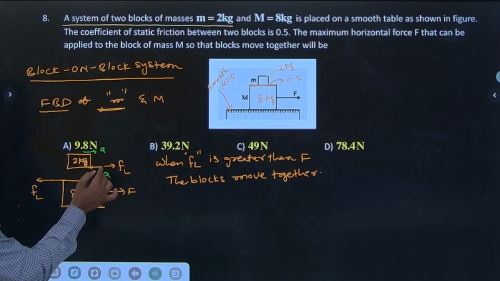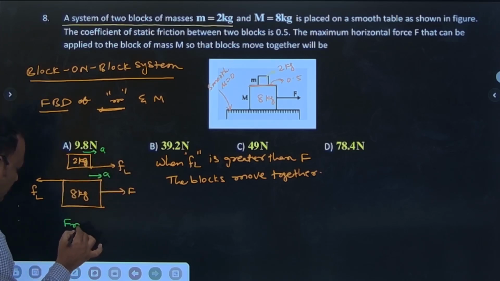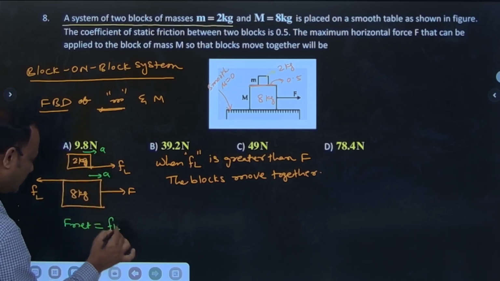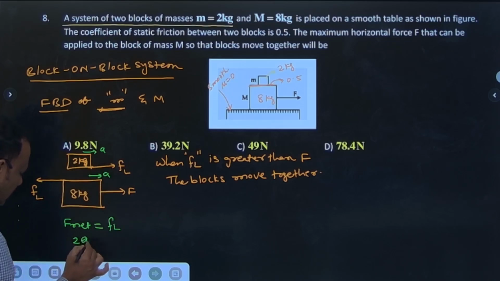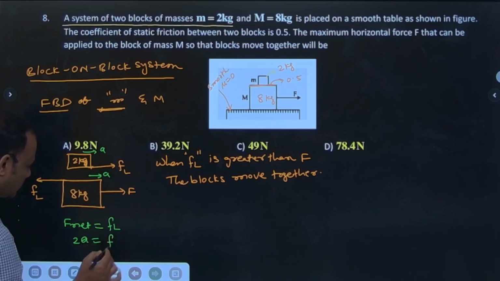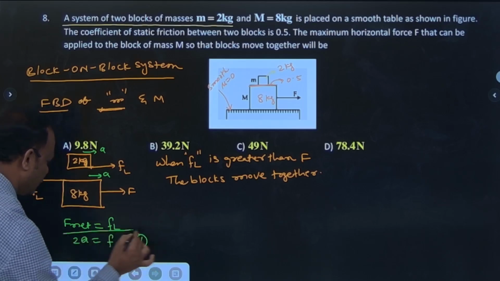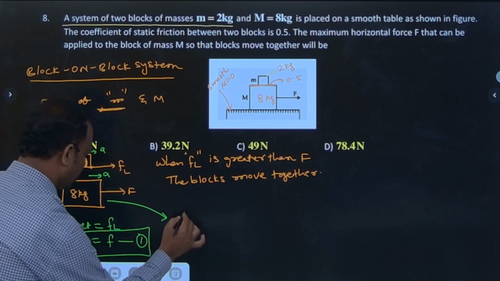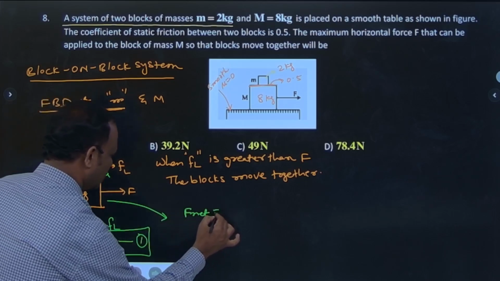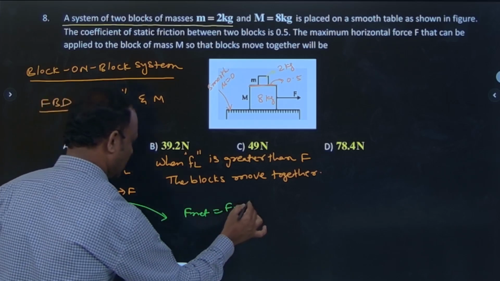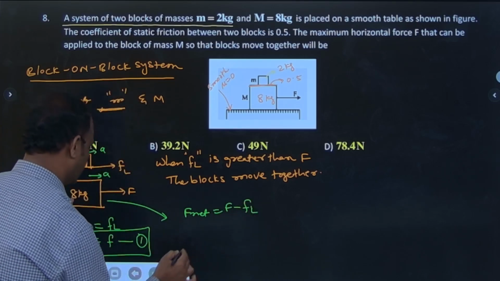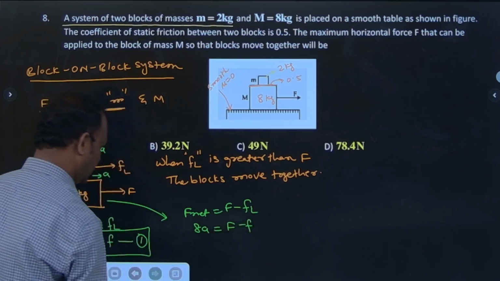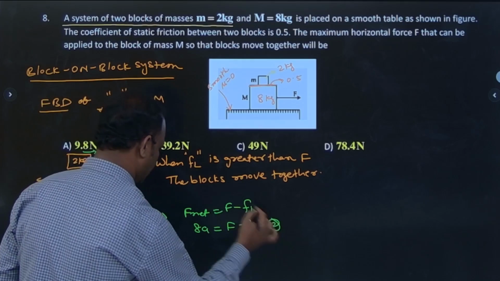So for the first one, F net is equal to FL. F net means what? MA. MA means 2A. So 2A is equal to f, my first relation. For the 8 kg block, F net is equal to capital F minus FL. F net means MA. So 8A is equal to capital F minus small f, which is my second equation.